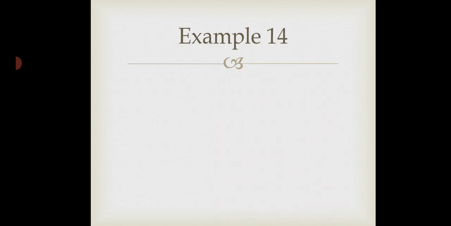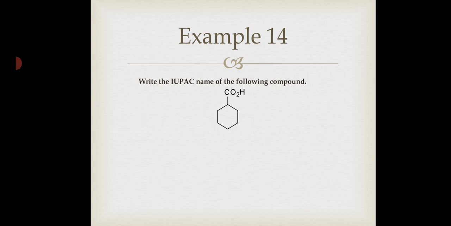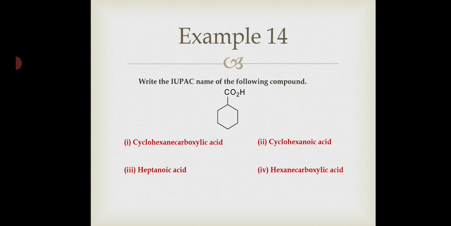Example 14. Write the IUPAC name of the following compound, and the options are 1) cyclohexane carboxylic acid, 2) cyclohexanoic acid, 3) heptanoic acid, and 4) hexane carboxylic acid. First look at the compound. The compound has a cyclohexane ring and a carboxylic acid group.